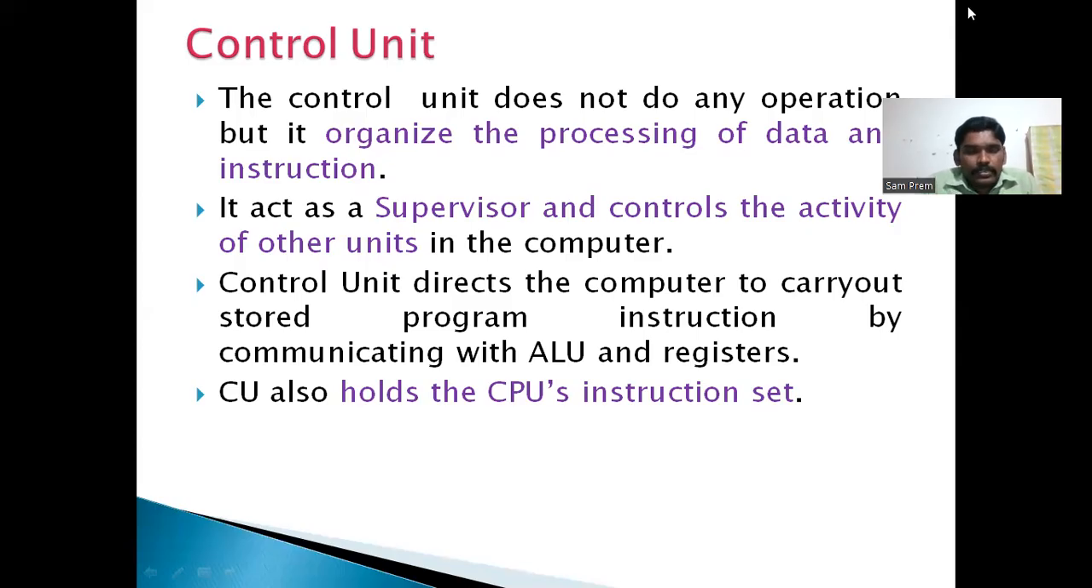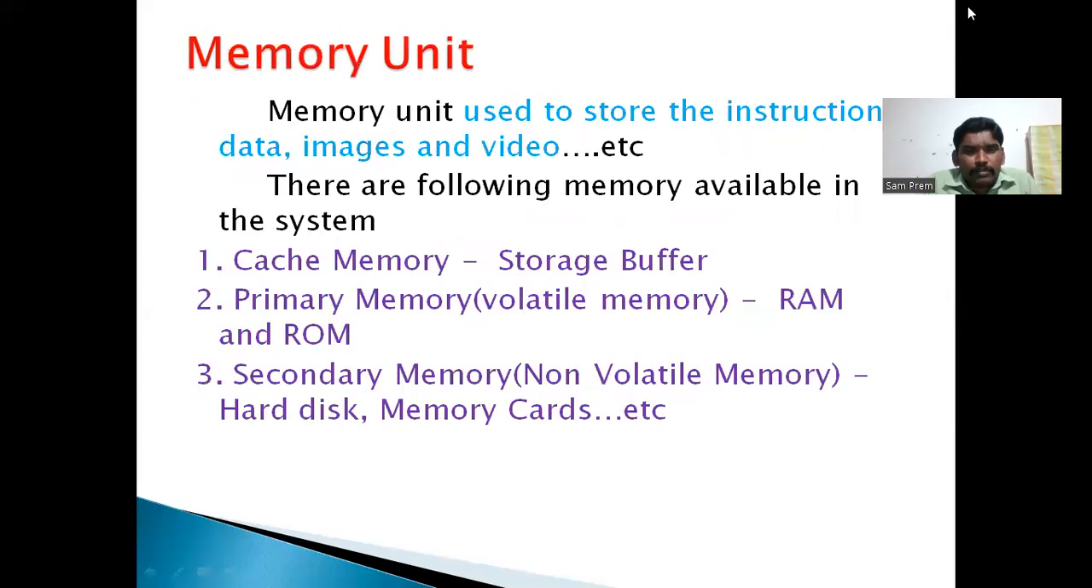Okay, and then next one, the memory unit. The memory unit is a very important unit in computers, because the computer processes some set of inputs, and these inputs are stored. After processing, we have some output, and this output will be stored in memory locations. That's why it's very important in computers. So there are the following memories available in computers. First one, cache memory. Next, primary memory and secondary memory.